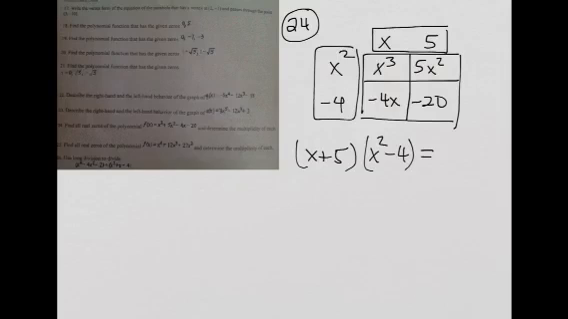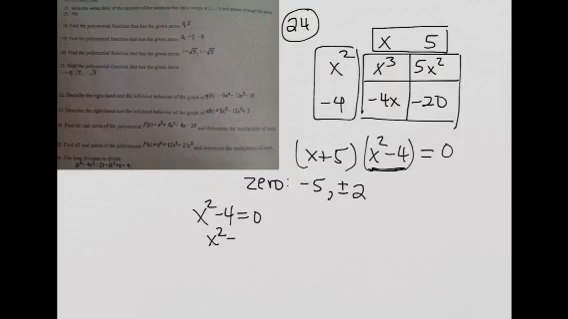And again, you set it equal to 0, so the first 0 is negative 5. And then for this factor right here, it's plus or minus 2, because you set that equal to 0. And here's the work. You make x squared equal 4, square root, plus or minus 2. Or you can factor it, x plus 2, x minus 2, same answer right here.